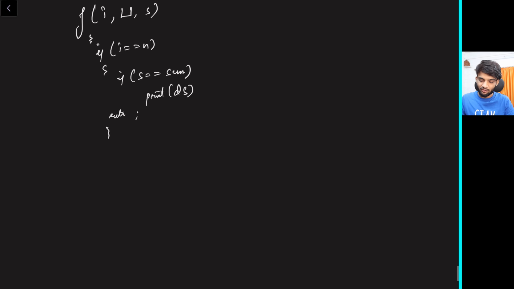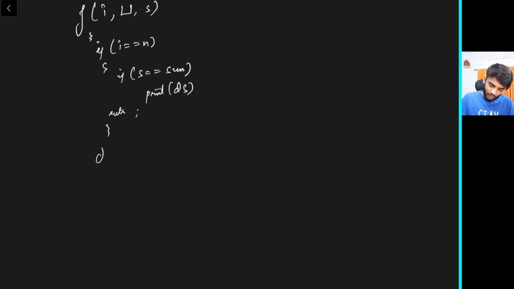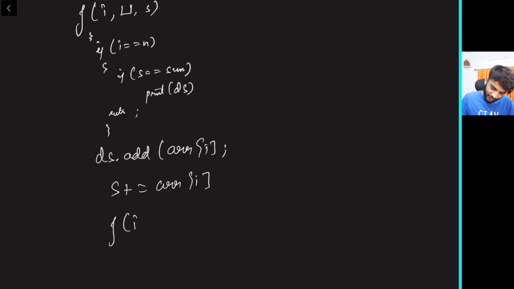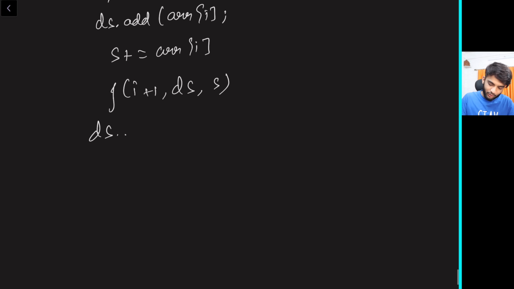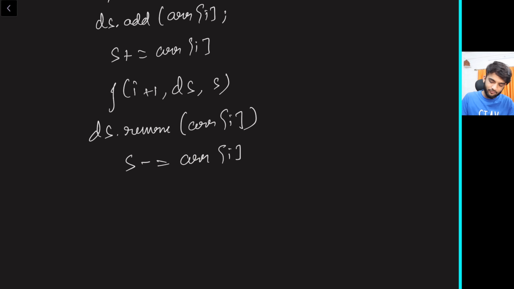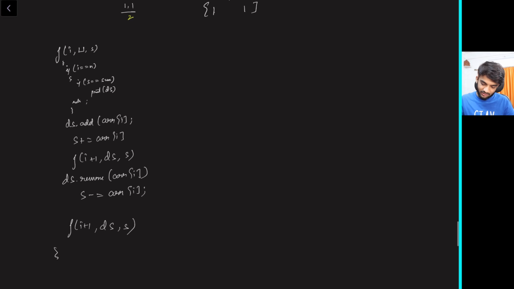And this time, in case of pick, I'll add into the data structure array of index, and sum also I'll add array of index. I can call f of i plus 1, data structure, and pass on the sum. But this time when I come back, I'll have to remove from the array. I'll have to remove the array index which I've added, and at the same time, I have to remove array of i from the sum as well. And then I can try the other one, which is not pick, which is f of i plus 1, ds and s. So in this way, you can just easily write the code.